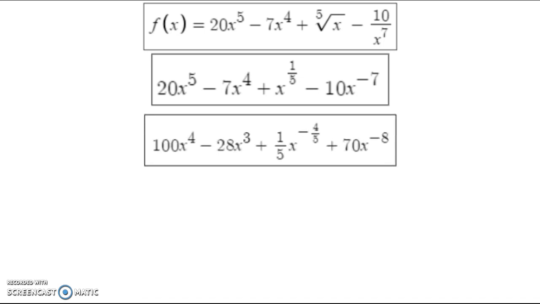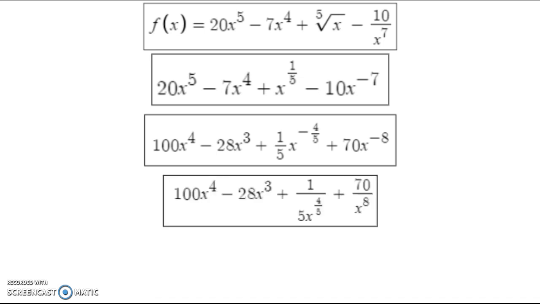Next, we multiply each coefficient by the exponent connected to its x and subtract that exponent by 1. 20 times 5 is 100, and 5 minus 1 equals 4. Negative 7 times 4 is negative 28, and 4 minus 1 equals 3. 1 times 1 over 5 is 1 over 5. And 1 over 5 minus 1 equals negative 4 over 5. Finally, negative 10 times negative 7 is positive 70, and negative 7 minus 1 equals negative 8.